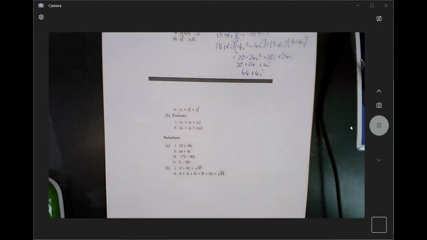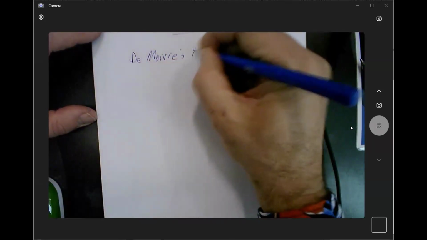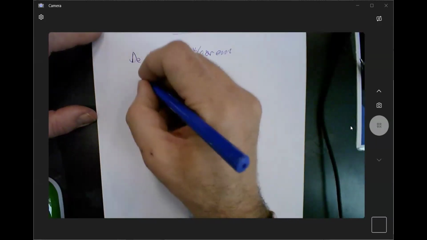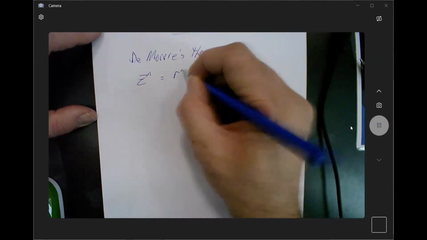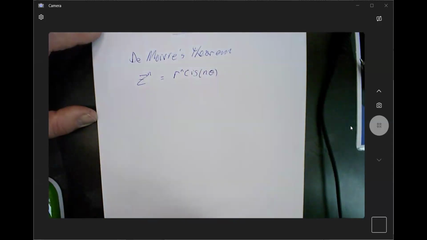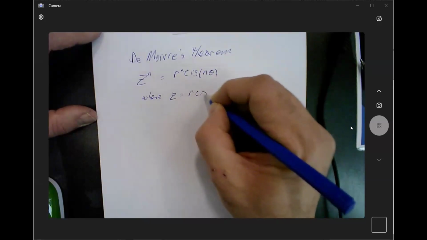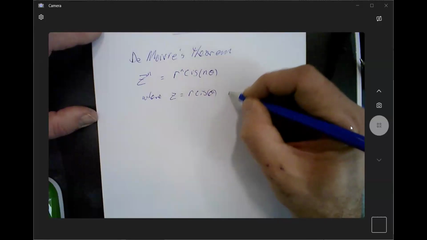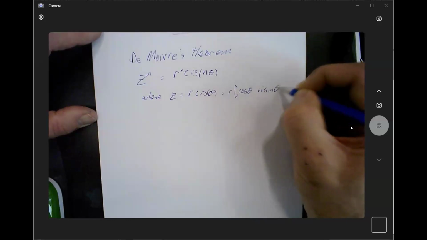So if you remember De Moivre's theorem, I never remember how to spell De Moivre's. So we go z to the n is equal to r to the power n cis n theta, where z is equal to r cis theta. And that's a shorthand for saying r by cosine of theta plus i sine of theta.